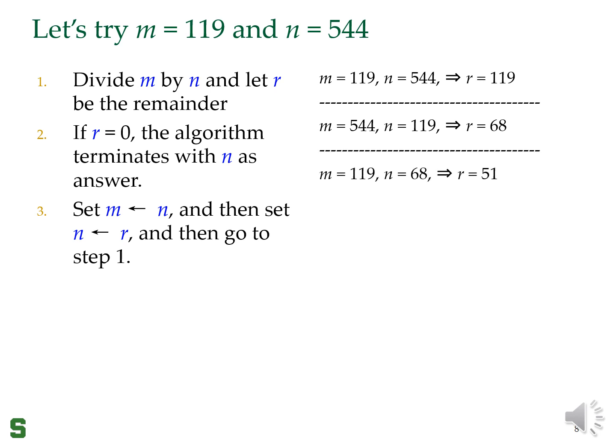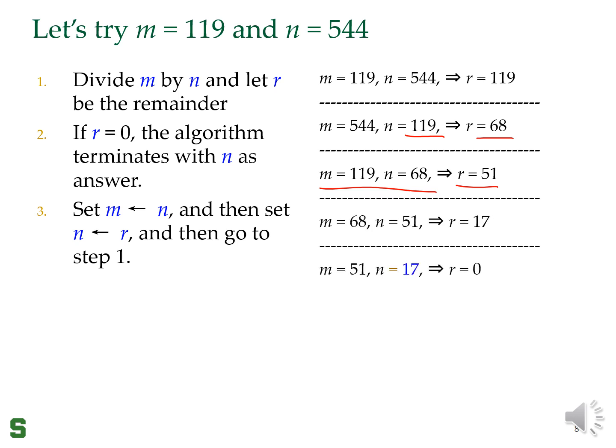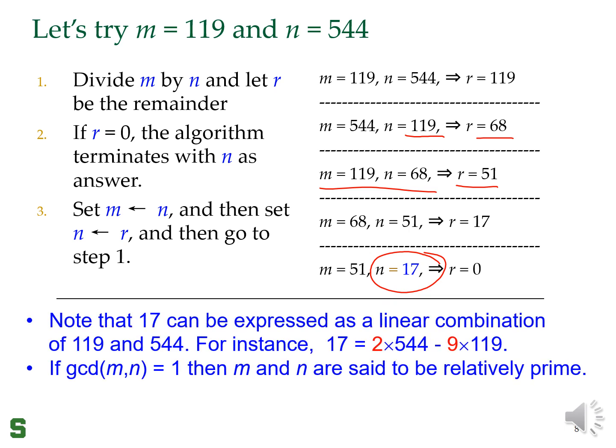Again, we continue. Now we will start with the numbers 119 and 68. That will give us the remainder to be 51. Keep going, and eventually we'll get to the remainder equal to 0. At this point, we will get n equal to 17. That means the GCD is 17. Note that 17 can be expressed as a linear combination of 119 and 544. So in this case, 17 I can write as 2 times 544 minus 9 times 119.